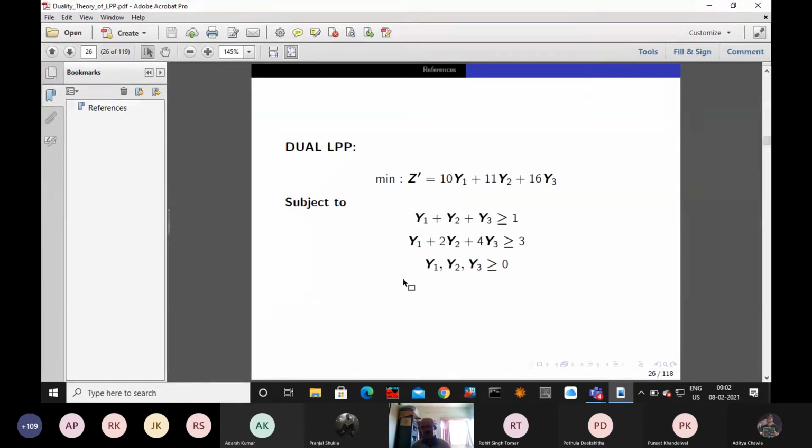So with respect to this problem, we have it like this. The dual linear programming problem is: minimize z dash equal to 10 y1 plus 11 y2 plus 16 y3 subject to y1 plus y2 plus y3 greater than or equal to the first coefficient, y1 plus 2y2 plus 4y3 greater than or equal to 4. Then y1, y2, y3 are non-negative. So is that all right? Yes, sir.